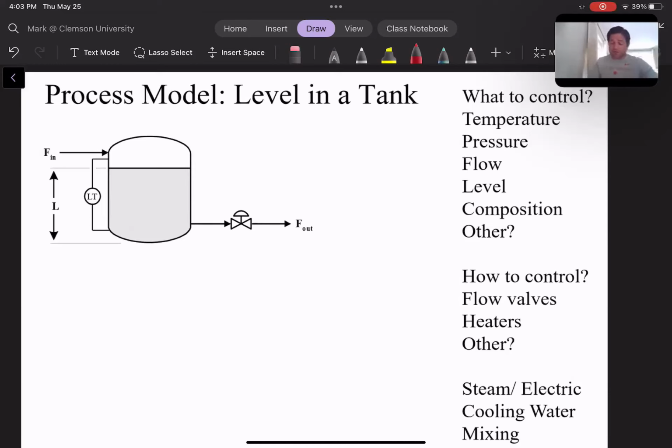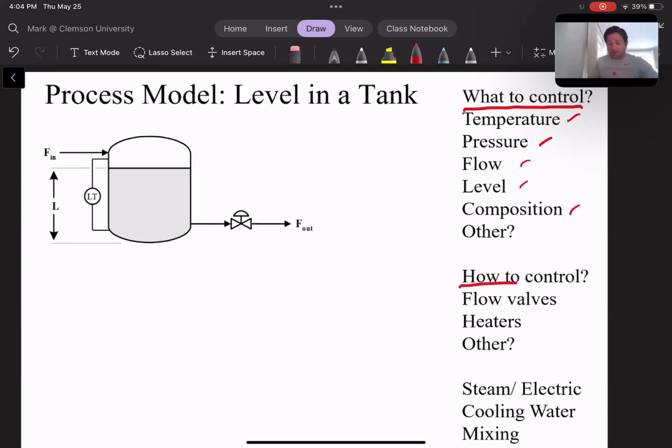So first of all, let's think about what are some of the things that we can control in a process. We can control things that we can measure. We can't control things like energy. We can't control things like moles. We could control concentrations, but not moles. So we can measure temperature, so we can control it. We can measure pressure. We can control pressure, flow, level, composition. Are there some other things you can think of that you might be able to control?